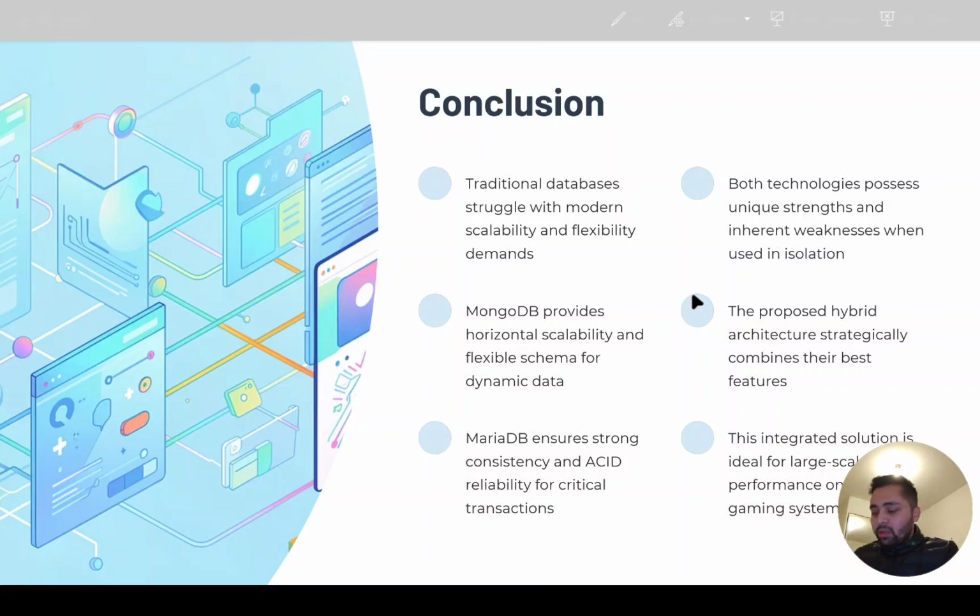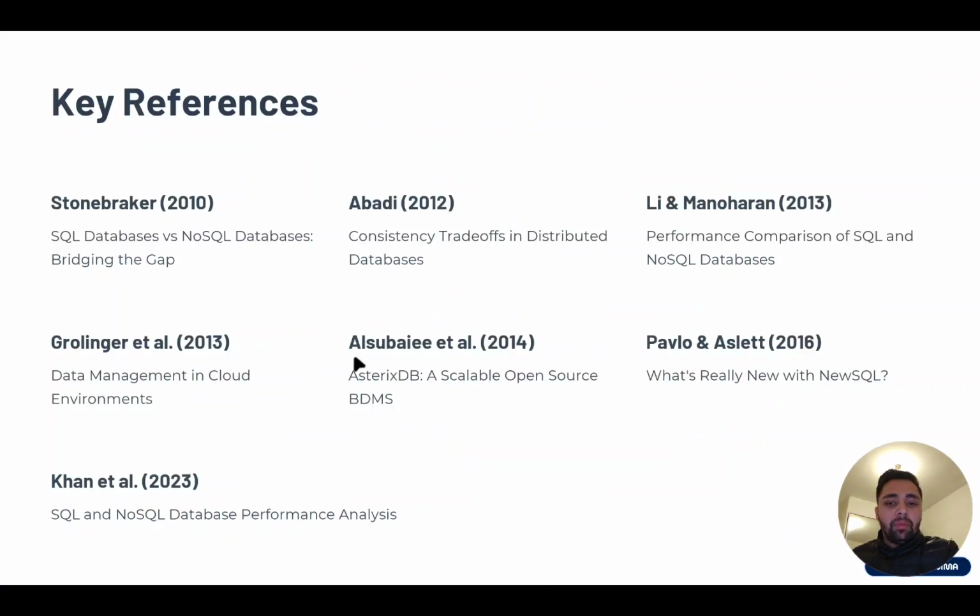So these are the key references that I used in the report, from sources like IEEE, ACM, and a few indexed journals.